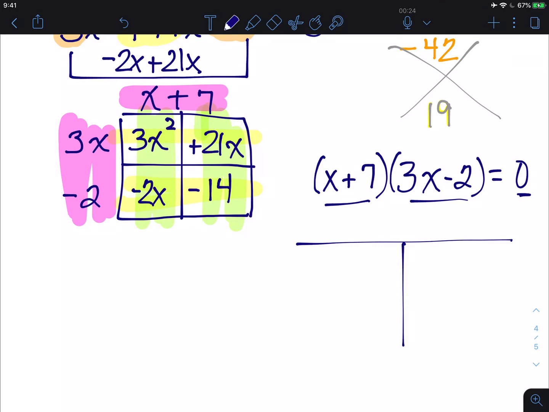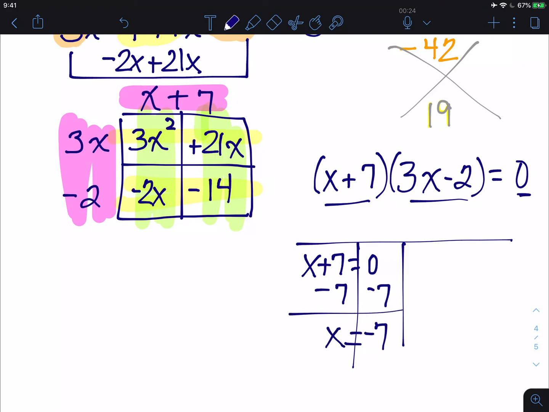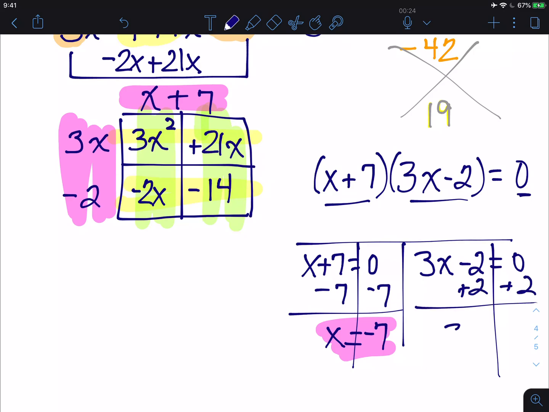I have two options in this case. x plus 7, whatever makes that 0 could be one of my solutions. And you know from your simple algebra that you subtract 7 from both sides, and x equals negative 7. So one of my solutions is x equals negative 7. And then the other solution would be the value of x that makes that second factor equal to 0. So if I want to solve this equation, I add 2 to both sides. 3x equals 2. Divide both sides by 3. So my other solution is 2/3.